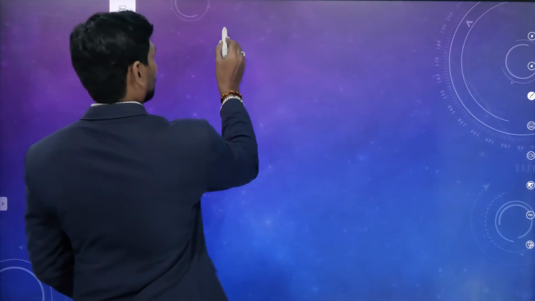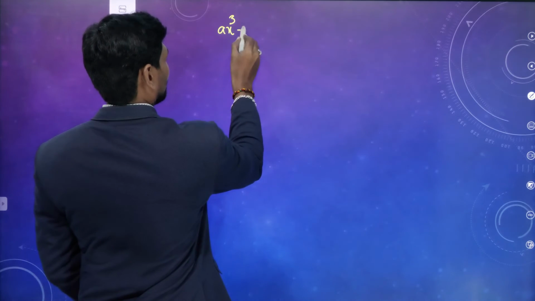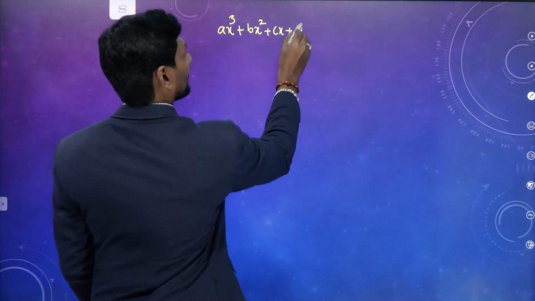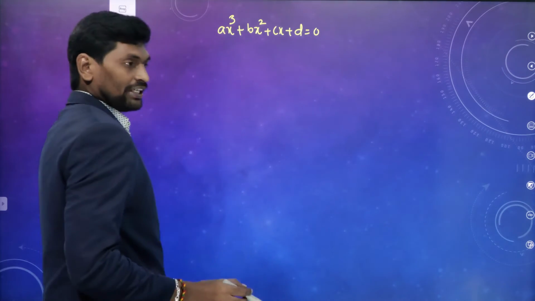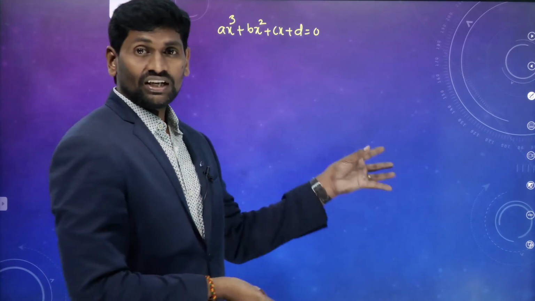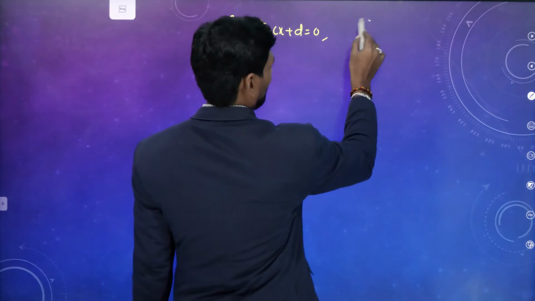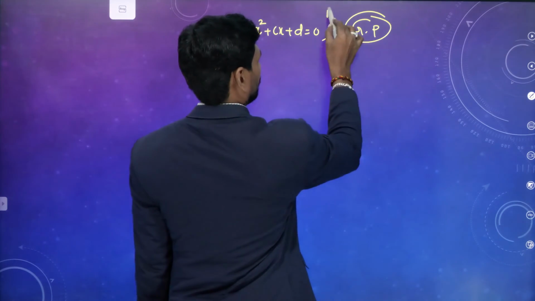If the roots of a cubic polynomial are in geometrical progression, GP. Geometrical progression means a list of numbers formed by multiplying by a fixed number. Arithmetic progression is formed by addition of a fixed number; here it is multiplication of a fixed number. Let us see, the roots I am taking are in GP.